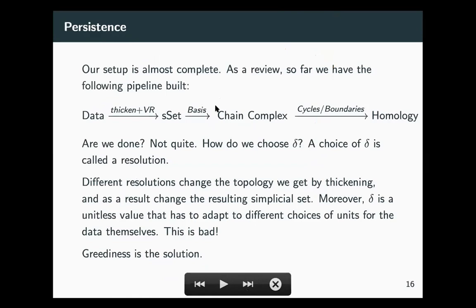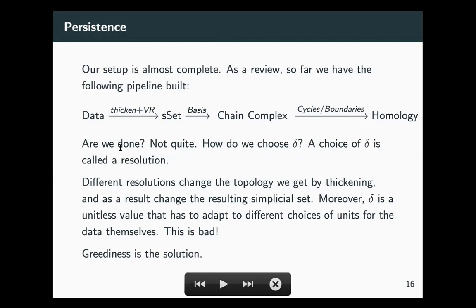So let's think about what we have so far. I can give you data. You can thicken it and then apply the Vietoris-Rips complex, which is just what I described earlier. It's adding those simplices for every overlap. And that gives you a simplicial set, often denoted as S set. And as you can see, I didn't have much room on the slide here. I can then use this simplicial set as a basis of a vector space to get a chain complex. And then I can take cycles and boundaries. I can take the kernel over the image, and I can give you homology. So the real pipeline is data to homology. And we've pretty much completed it at this point. I've told you how to get every one of these steps.